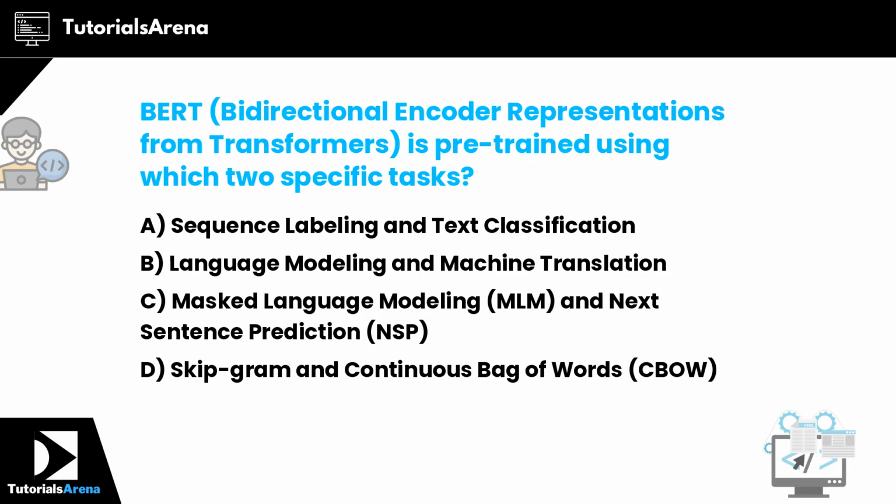BERT, bidirectional encoder representations from transformers, is pre-trained using which two specific tasks? The correct answer is option C. Masked language modeling, MLM, and next sentence prediction, NSP.